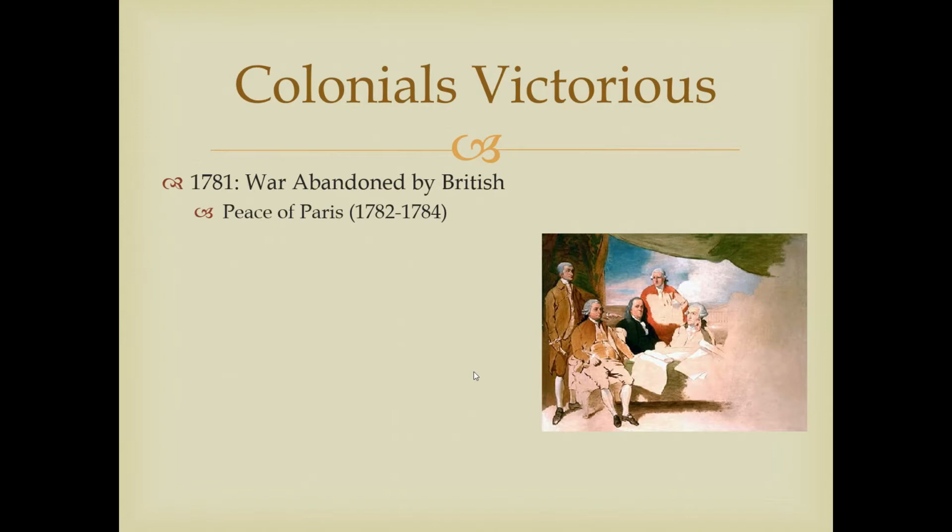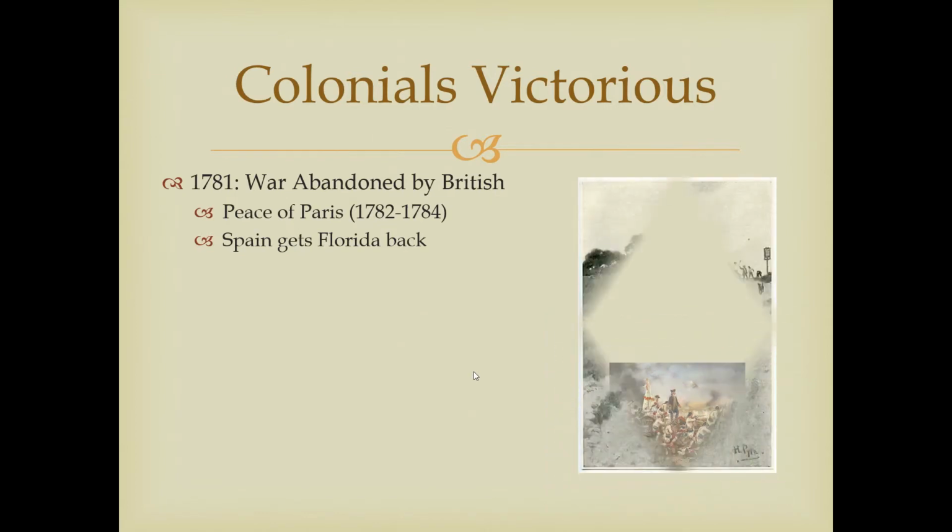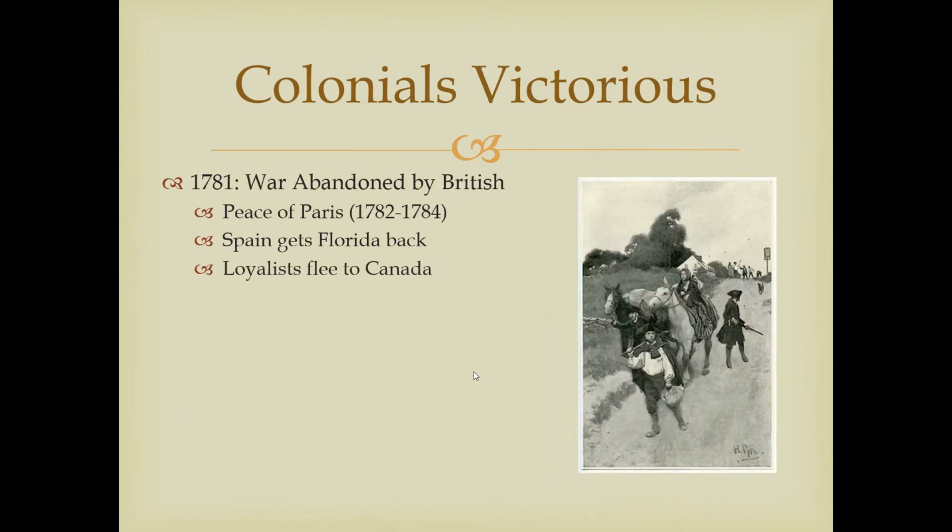It's so petty. So this Peace of Paris allows the American colonies to attain their freedom. Spain is going to get Florida back. The Loyalists are going to flee to Canada, and actually going into Canada.